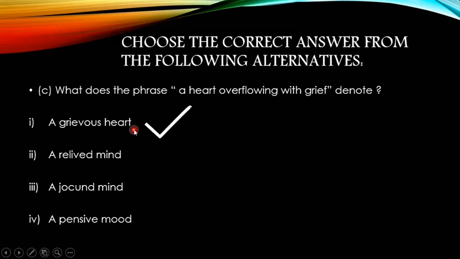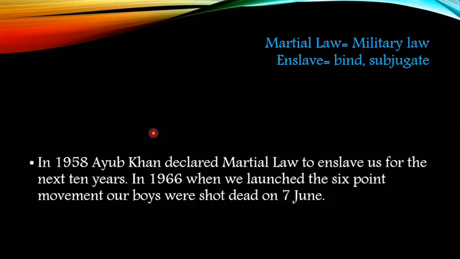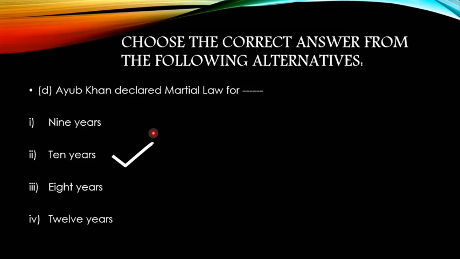Ayub Khan declared martial law for how many years? We have to go back to our passage again to find out the proper answer. The line says in 1958, Ayub Khan declared martial law to enslave us for the next 10 years. Here we have the answer, next 10 years. So 10 years.